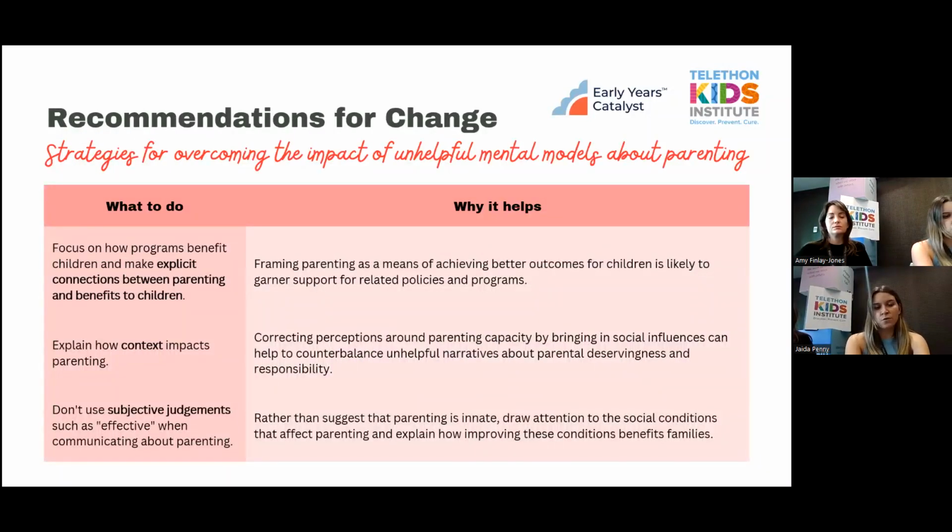Some of the recommendations for change for overcoming the impact of unhelpful mental models about parenting are focusing on how programs benefit children and making explicit connections between parenting and the benefits to children. By framing parenting as a means of achieving better outcomes for children, it's likely to garner support for related policies and programs. Explaining how context impacts parenting involves correcting perceptions around parenting capacity by bringing in social influences. This can really help to counterbalance unhelpful narratives about parental deservingness and responsibility. We also have not using subjective judgments such as effective when communicating about parenting. So rather than suggesting that parenting is innate, drawing attention to the social conditions that affect parenting and explaining how improving these conditions benefits families. So we've explored some of the findings with you and unpacked some of our mental models. Amy will now wrap up and talk about some of the next steps for this work.